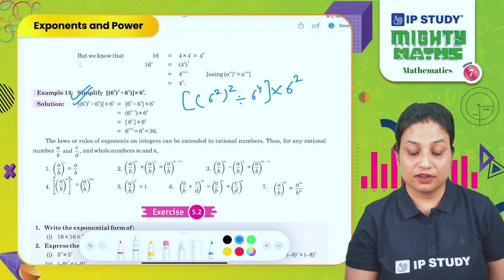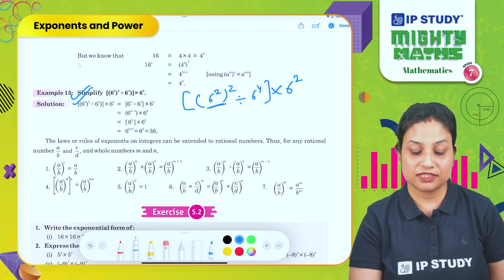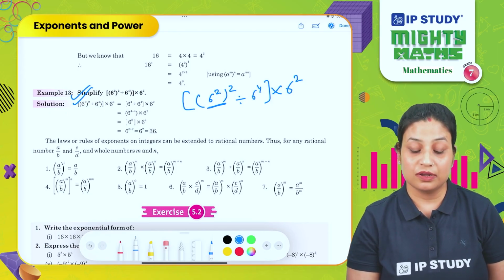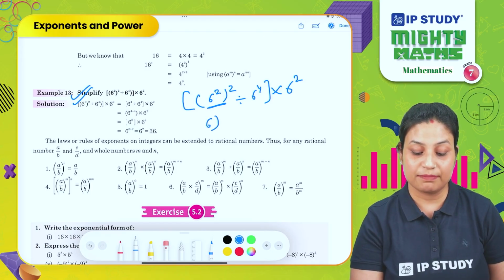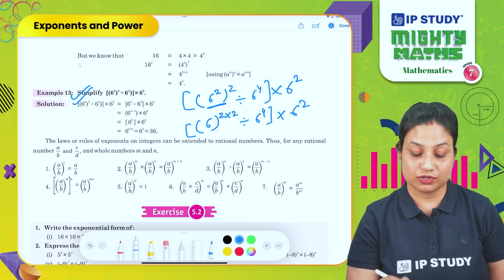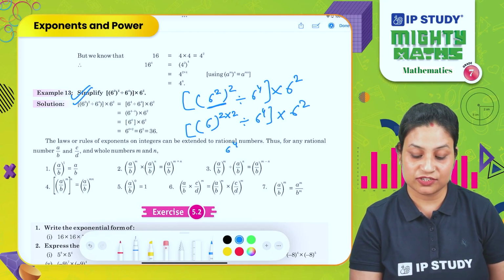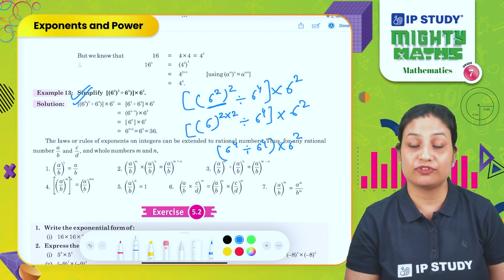So here, first of all, in order to solve this, we will solve this bracket. Here this is the power of a power rule. So I will simply multiply both the powers, so 2 into 2. 6 raised to the power 4 will remain as it is, and 6 raised to the power of 2. When you solve it, you will be left with 6 raised to the power of 4 divided by 6 raised to the power of 4 into 6 raised to the power of 2.